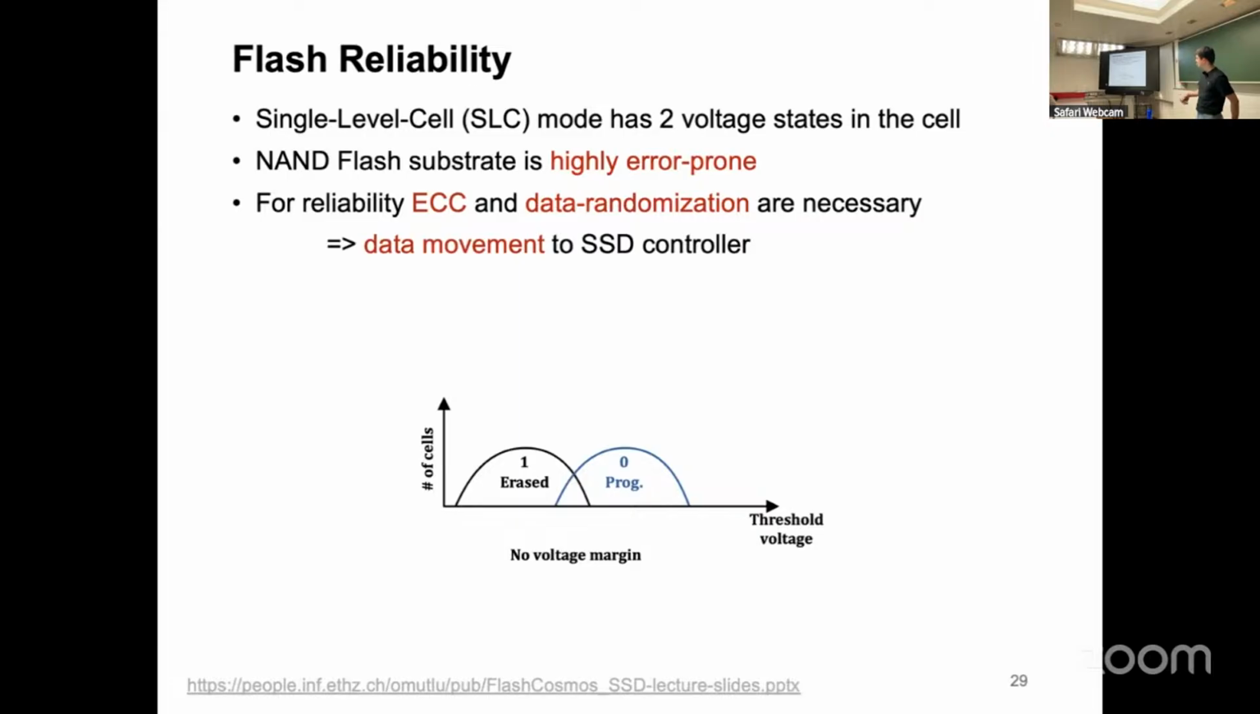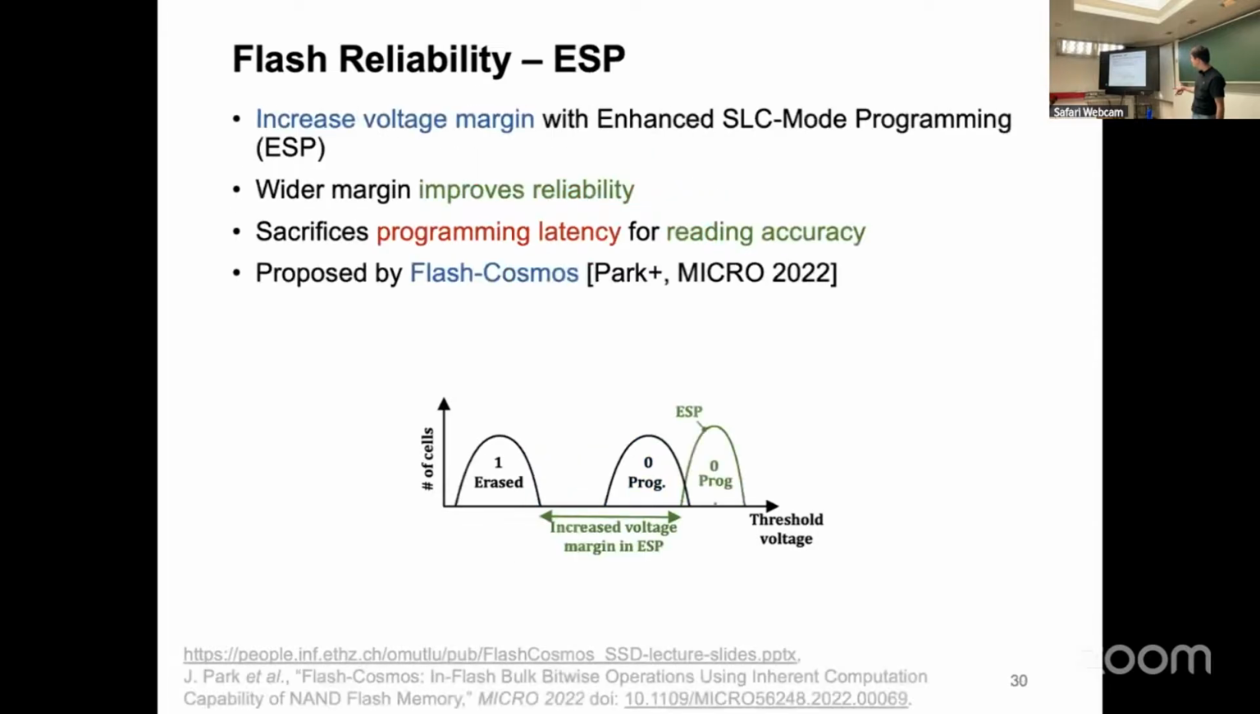And this is because NAND flash is highly error prone. So for reliability, we need error correction and data randomization. However, for error correction, we have to move all the data to the SSD controller first, because the SSD controller is the one responsible for error correction. So Aries Flash applies a technique proposed by Flash Cosmos, which is a prior work, where the idea is to improve the reliability by widening the margin between the two states, between the two voltage levels. However, you sacrifice programming latency for reading accuracy.